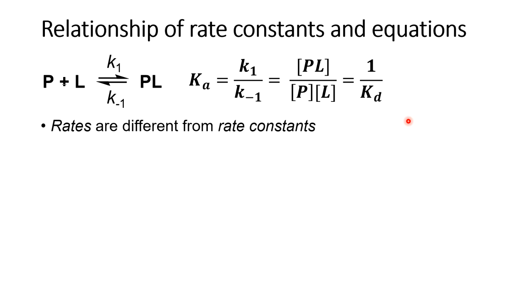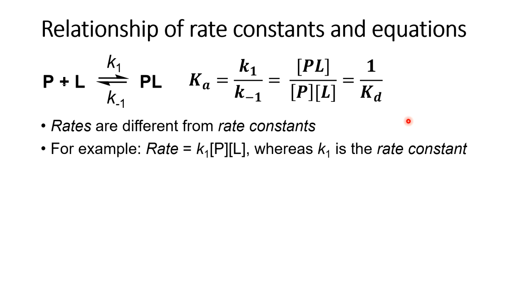Now, when we're talking about rates versus rate constants, those are different. There's a distinction between them. k1 and k minus 1 are rate constants, but when you multiply the rate constant by the concentrations of the reactants involved in that elementary reaction, you get the rate. So these are two different things.